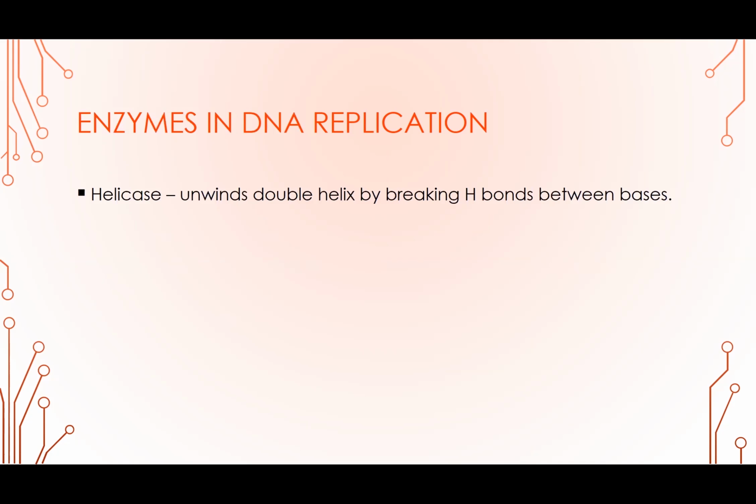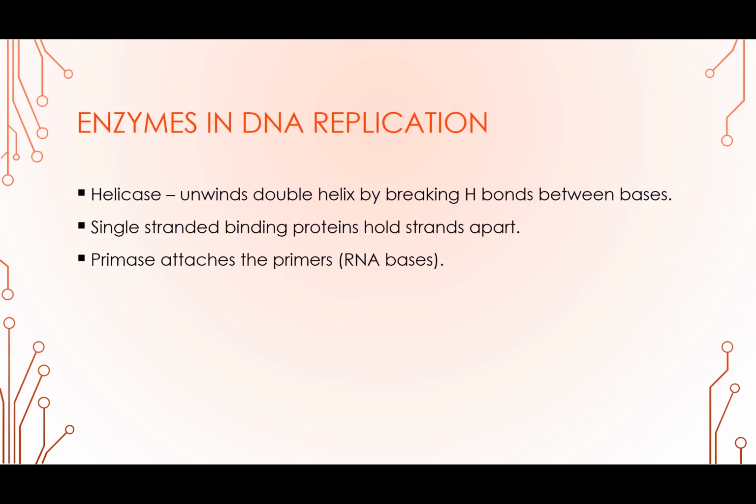So helicase separates the double helix into 2 strands, and then there are some enzymes that hold the strands apart because they're still attracted to each other to make the bonds and then form the double helix again. So single-stranded binding proteins hold the strands apart so they don't form their double helix again. And then primase attaches the primers, and the primer is basically just a bunch of RNA bases.